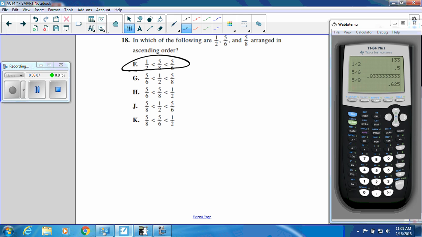There are other ways of approaching this, though. The way that I did it originally was I looked at 1/2 and compared it to 5/6 and 5/8. Well, I know that 1/2 of 6 is 3, so 1/2 is smaller than 5/6. 4 is 1/2 of 8, so 1/2 is smaller than 5/8. So 1/2 is the smallest one, and the only one with 1/2 being the smallest one is F.